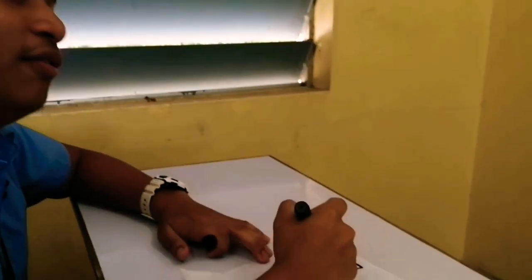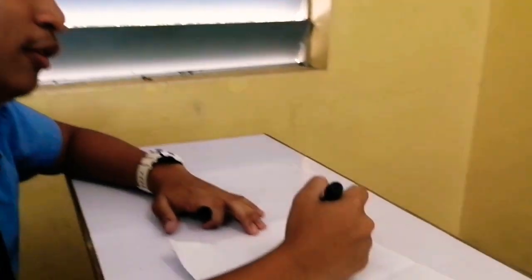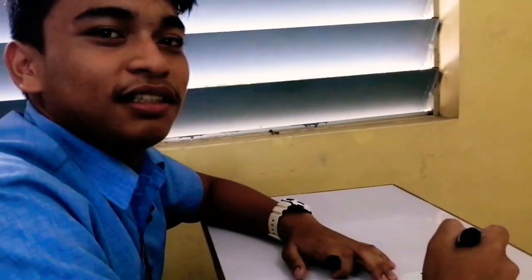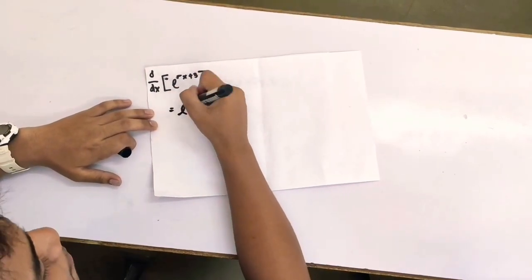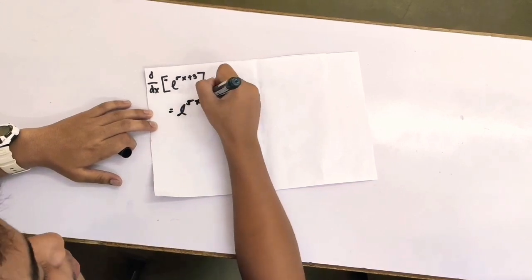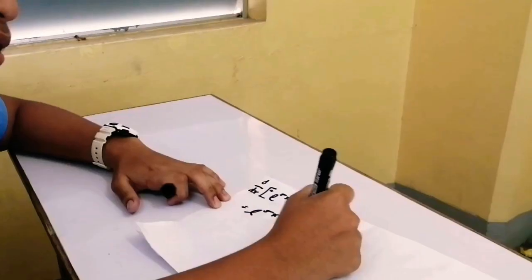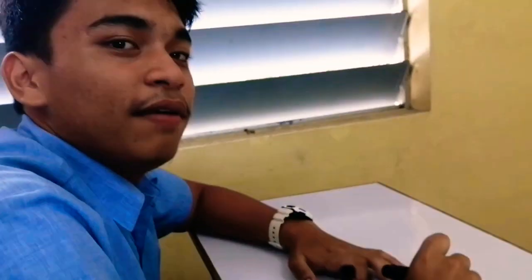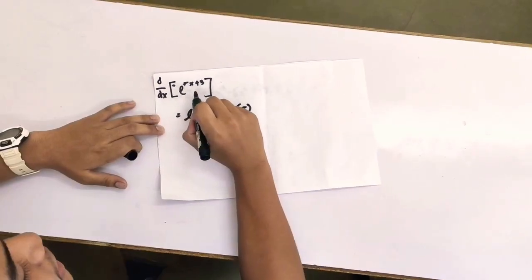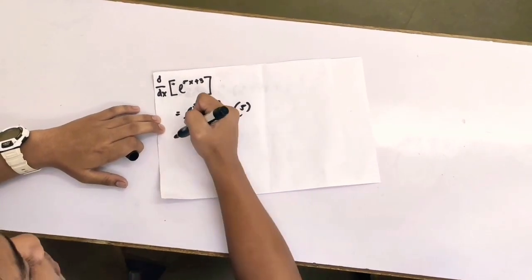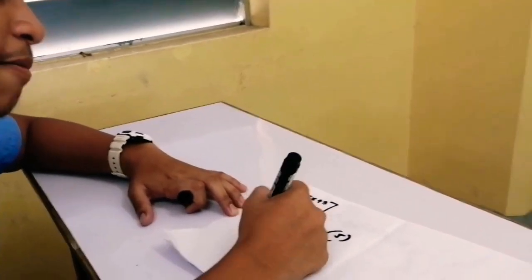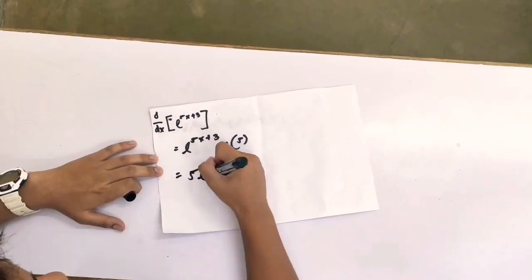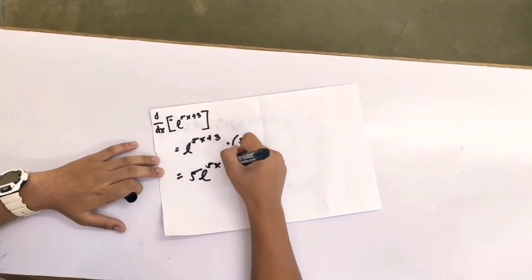Example, d over dx of bracket e to the power of 5x plus 3. First, we're gonna get rid of the bracket. So, we're gonna copy the given e to the power of 5x plus 3 times 5. 5 is the derivative of 5x plus 3. So, we're gonna multiply it. The derivative of e to the power of 5x plus 3 equals 5e to the power of 5x plus 3.